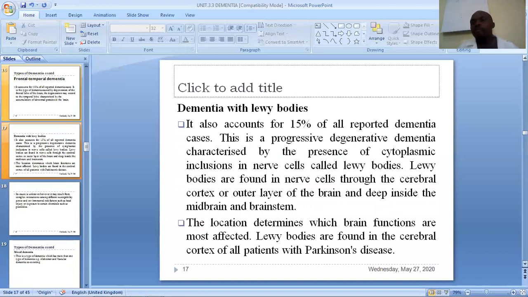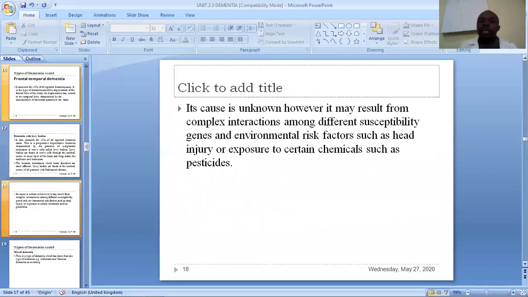So a number of patients with Parkinson's disease may be noticed to have Lewy bodies, and it may complicate to dementia. And this type of dementia, out of someone having Lewy bodies, is referred to as dementia with Lewy bodies. Its cause is unknown. However, it may result from complex interactions among different susceptibility genes and environmental risk factors such as head injury or exposure to certain chemicals such as pesticides.